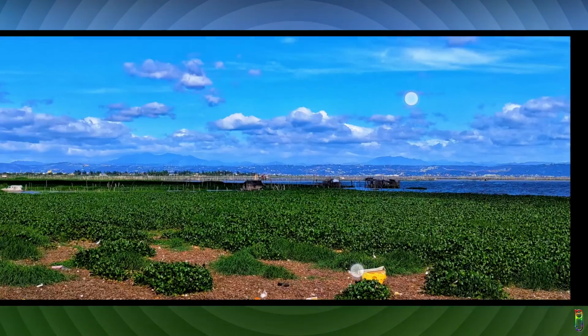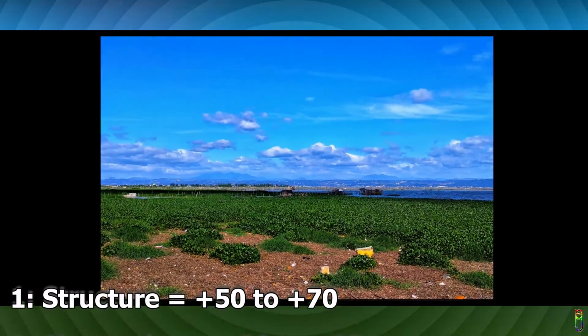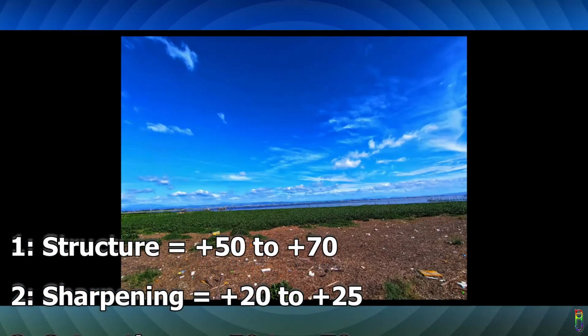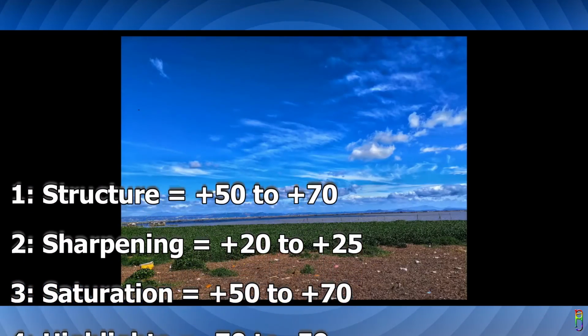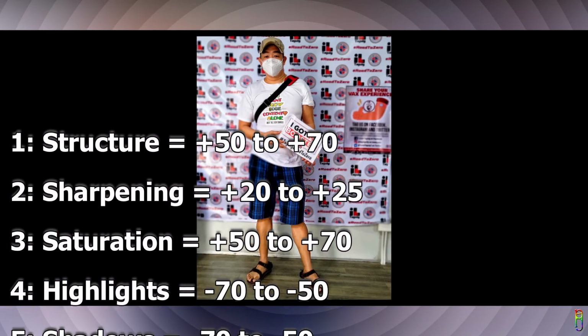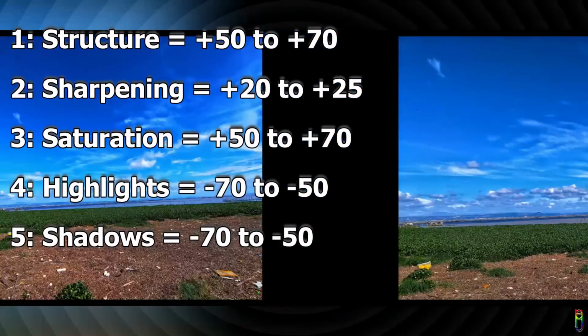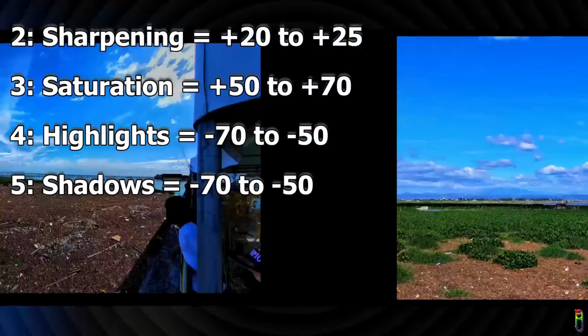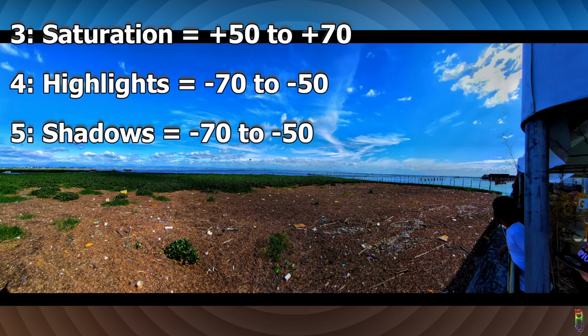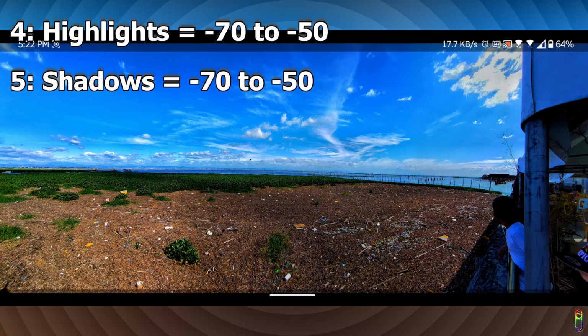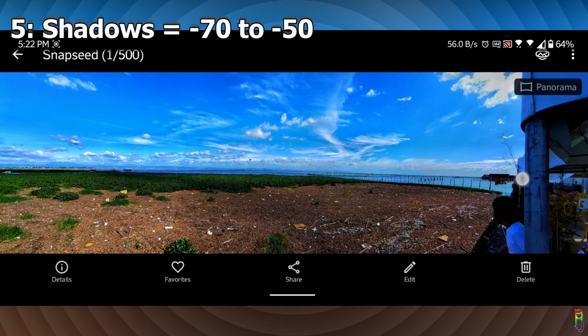Thus to summarize, the 5 steps are: 1, set the structure between positive 50 to 70. 2, set the sharpening value between positive 20 to 25. 3, set the saturation value between positive 50 to 70. 4, set the highlights value between negative 70 to negative 50. And 5, set the shadows value also between negative 70 to negative 50.